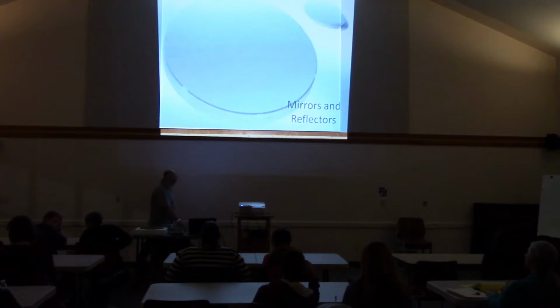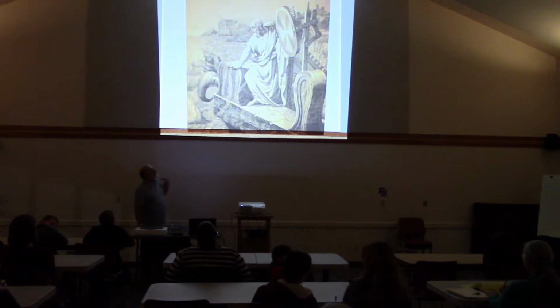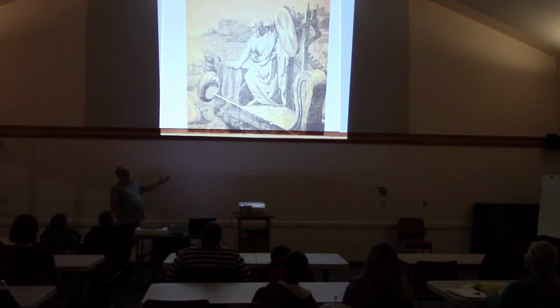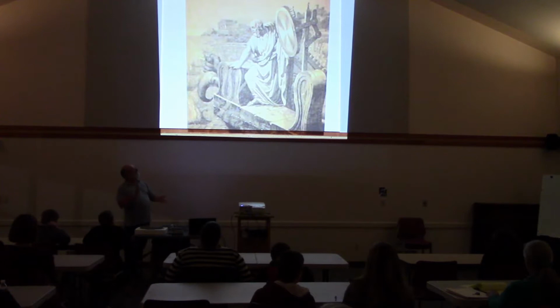This was Archimedes, who lived on the island of Sicily. He lived in Syracuse. And legend has it that he polished brass parabolic mirrors. And when the Roman fleet was coming to invade Syracuse, he would use the mirrors to direct the sunlight, focus it to a point, and he burnt the Roman fleet.